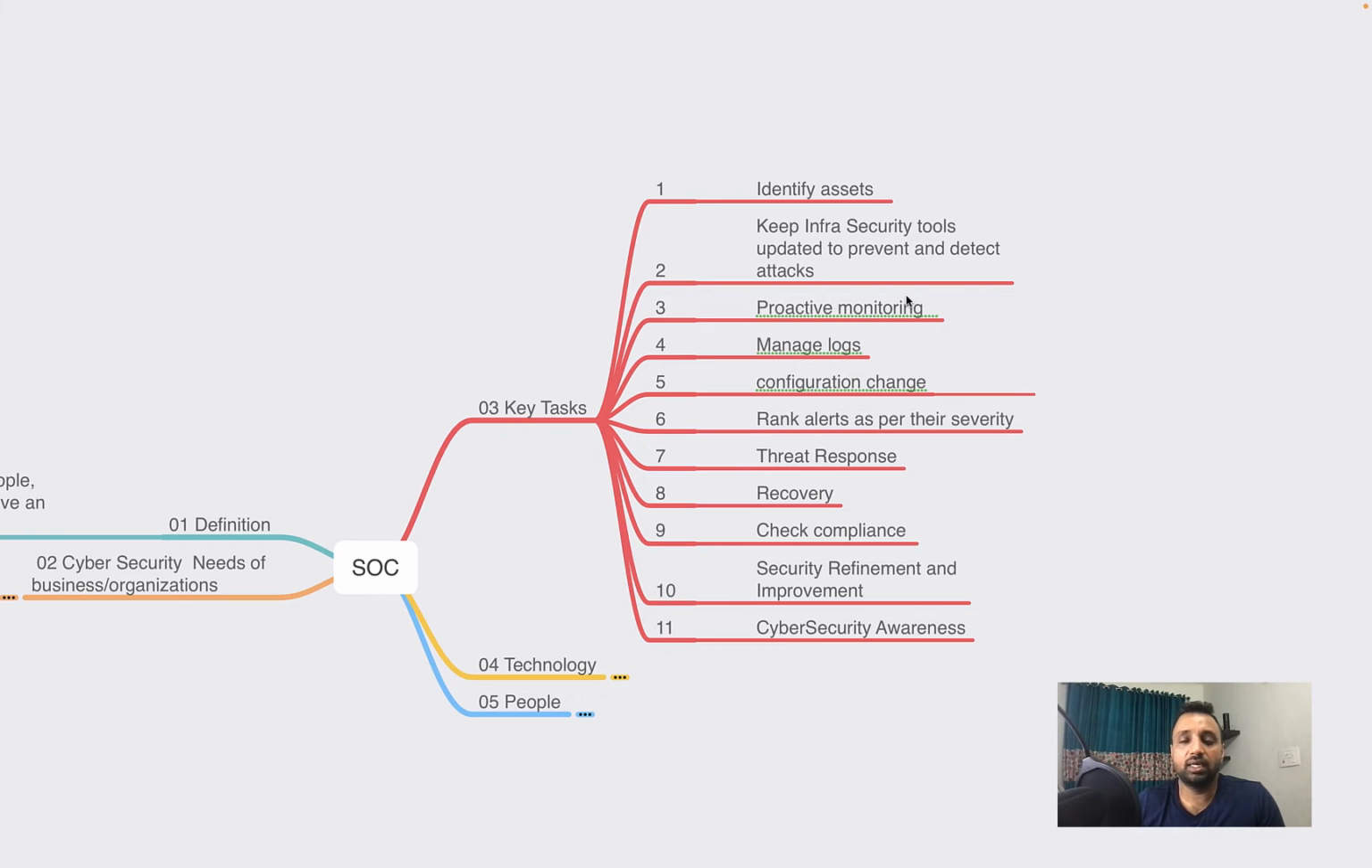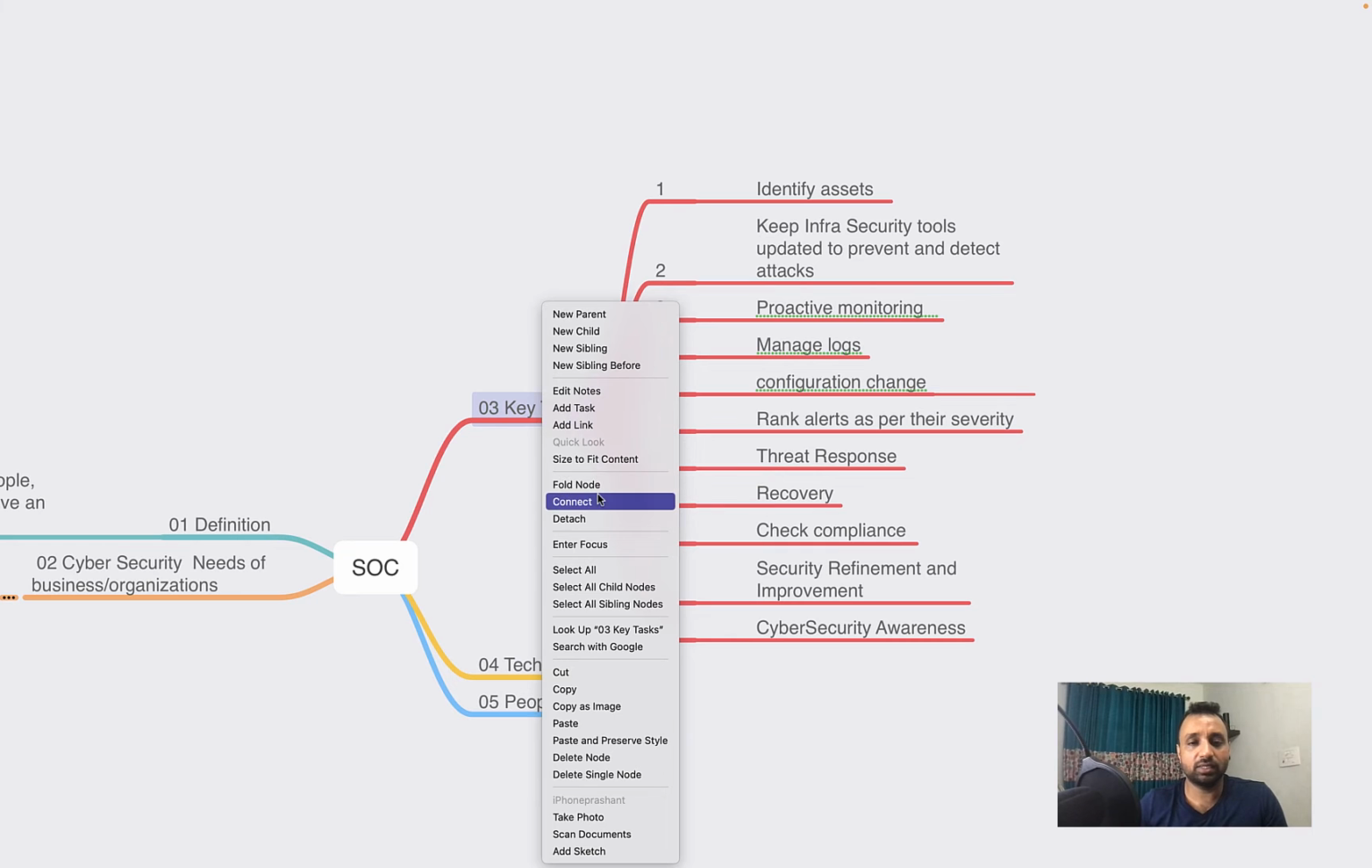And then the last thing that they do is cybersecurity awareness. They ensure that employees and partners who work in the infrastructure are always updated with the latest threats. So they keep on sending emails, and they conduct trainings to ensure that these people don't do anything that can be bad for the IT infrastructure of the company. Okay. So these are the key responsibility areas of SOC.